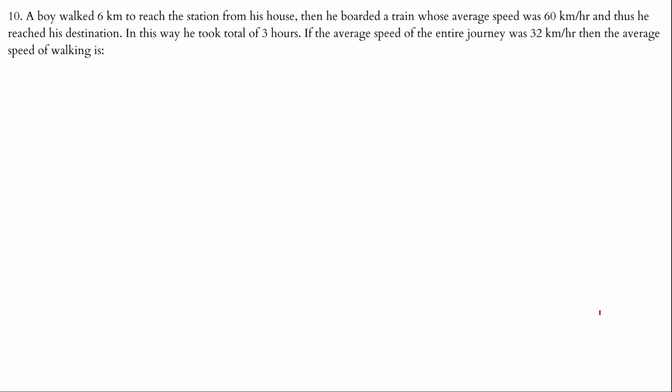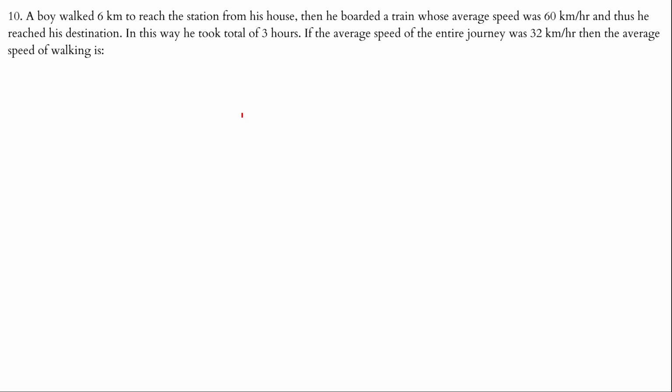A boy walked 6 kilometers to reach the station from his house. Then he boarded a train whose average speed was 60 km per hour, and thus he reached his destination. In this way, he took a total of 3 hours. If the average speed of the entire journey was 32 km per hour, then the average speed of walking is?